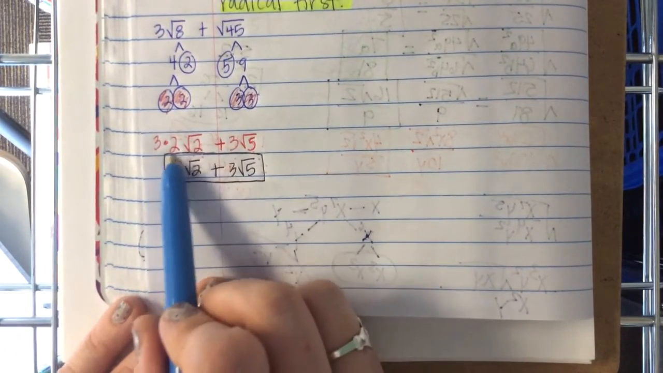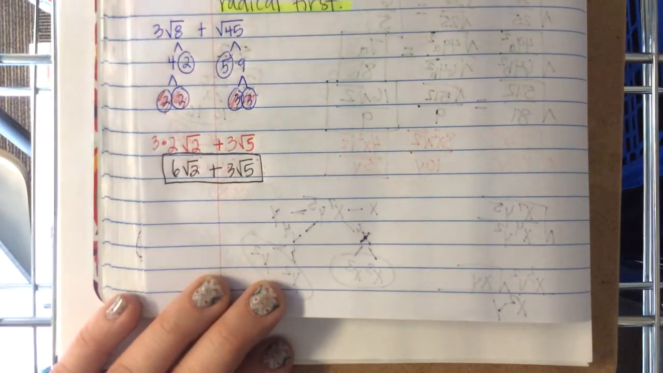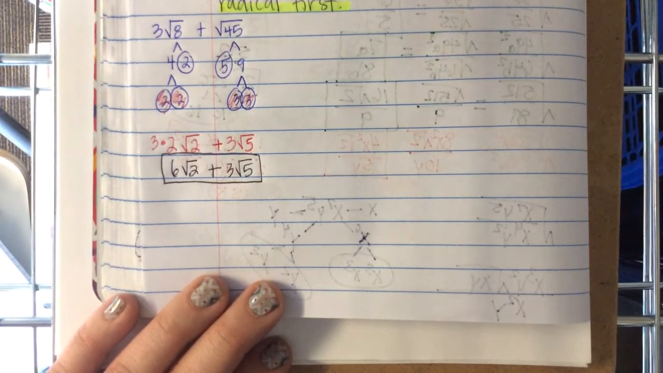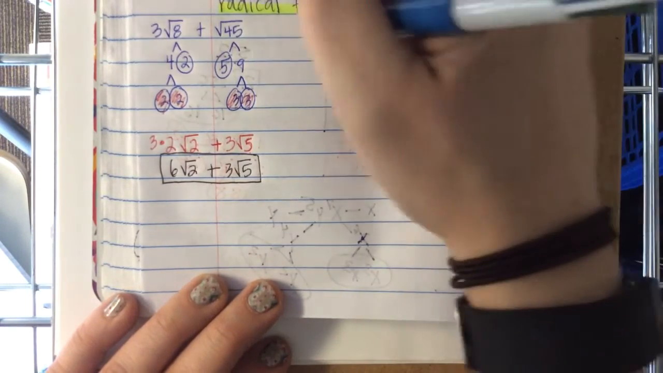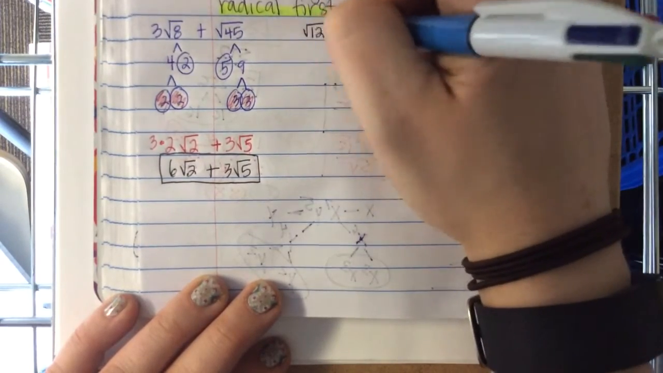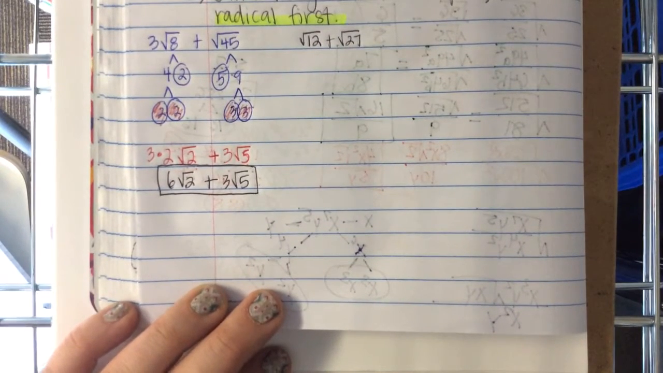Yes, multiply your coefficients out front. Factor tree works every single time, but I don't think you need the factor tree if you get really good at your factors. For example, radical 12 plus radical 27.